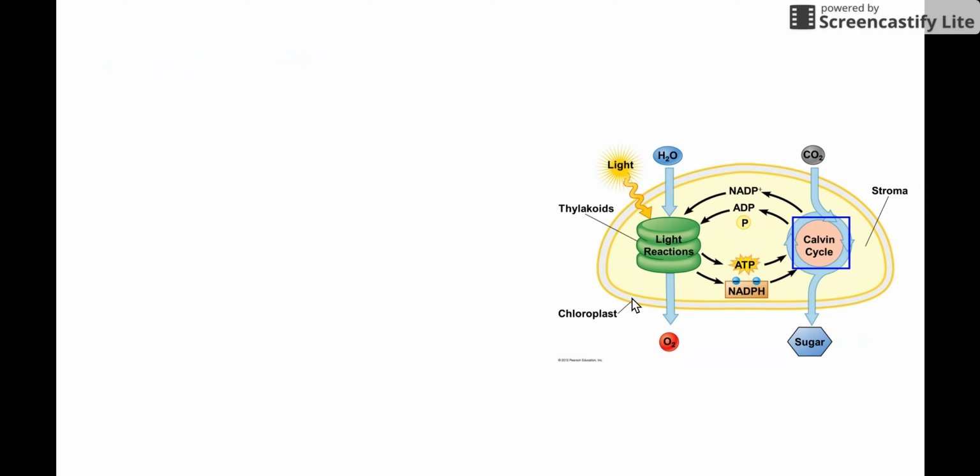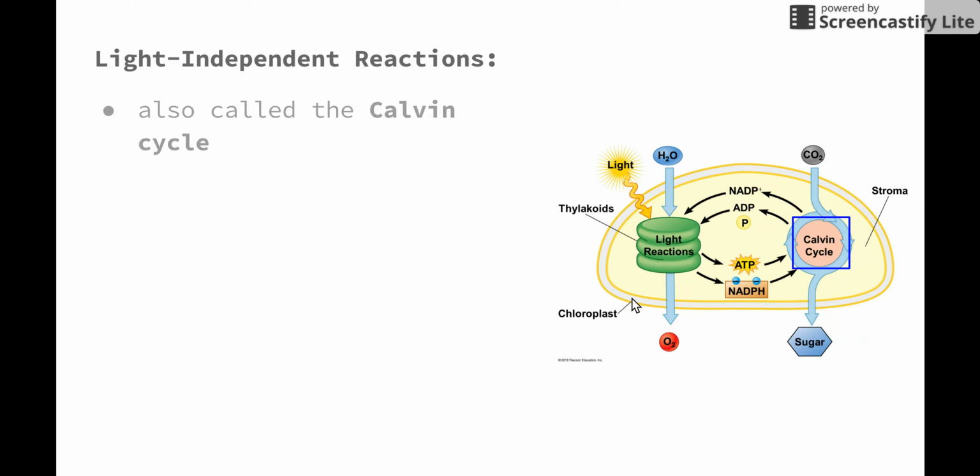So if we move on and have a look now at our light independent reactions, this is also referred to as the Calvin cycle. It involves a process of carbon fixation. So remember, glucose is made up of carbon, hydrogen, and oxygen atoms.